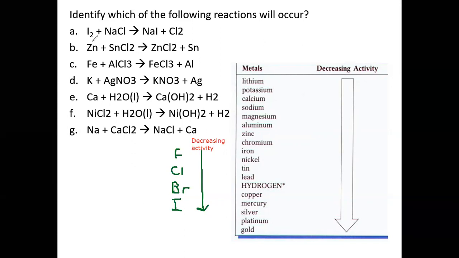So in the first example, we have iodine plus sodium chloride gives us sodium iodide plus chlorine. And we want to know, will this reaction occur? So we have iodine as the element, and we're displacing chlorine. So for this reaction to occur, iodine has to be more active than chlorine. So if we look here, chlorine is here, iodine is here. So since iodine is less active than chlorine, no reaction will occur. It's not going to displace the chlorine or the chloride from the compound. So no reaction.